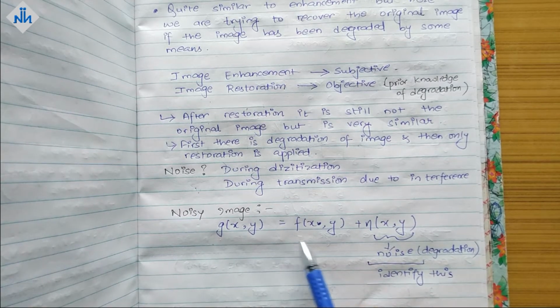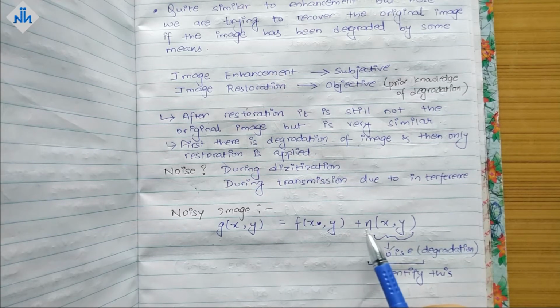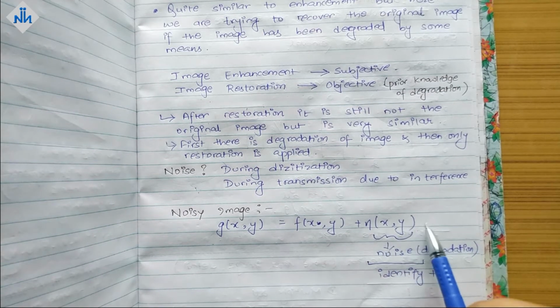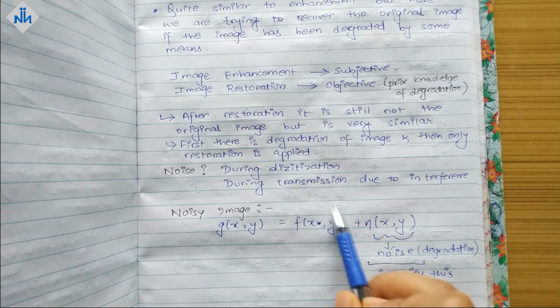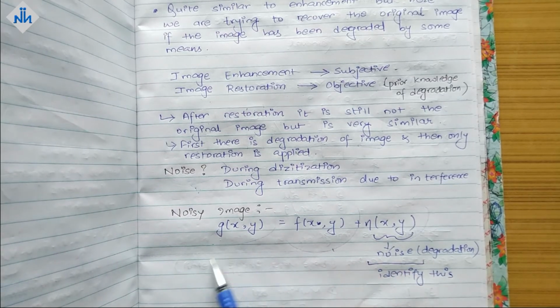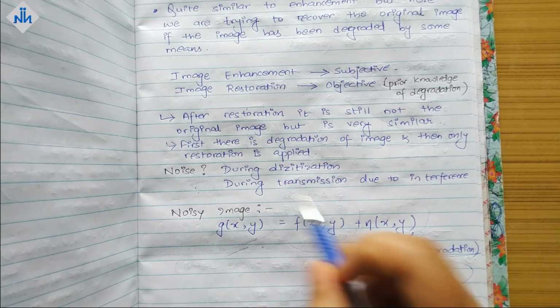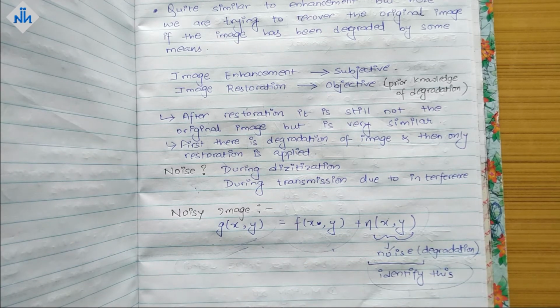So how does a noisy image look like? Mathematically, g(x,y) = f(x,y) + n(x,y). So this is our noise, and this is added into our image, and this is our resultant image. This is the noise or degradation. If we can identify this, then we can remove it and then get our original image back. So this was the introduction of image restoration.